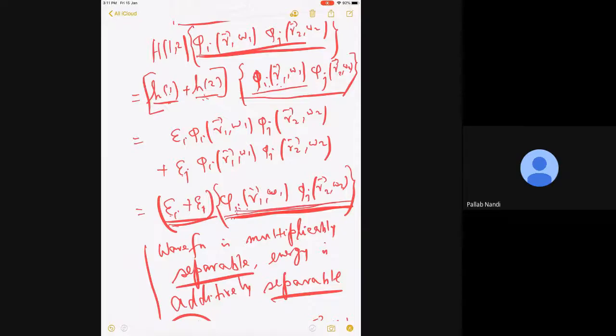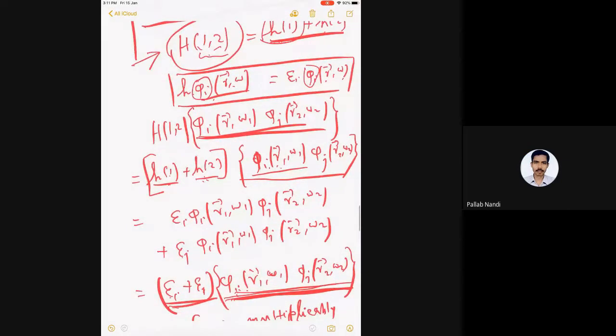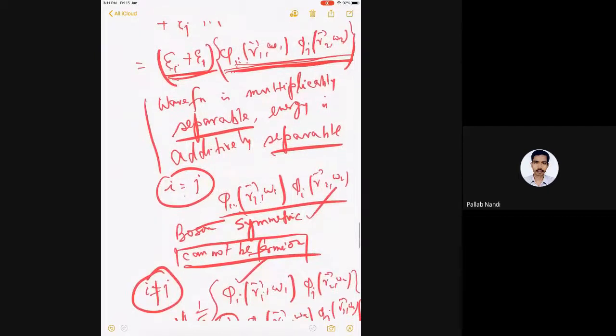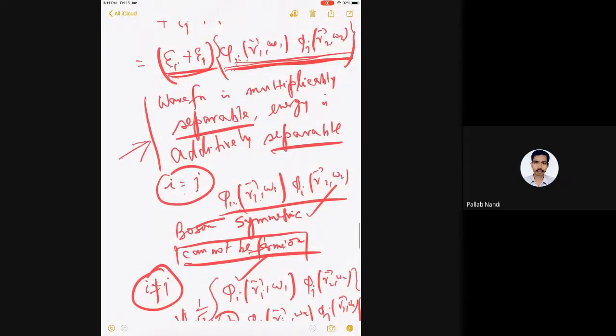Any product would then be an eigenfunction of the Hamiltonian, and the sum of the energies will become the eigenvalues. So this is very simple. In a very simple statement, we said that the wave function for such cases is multiplicatively separable, energy is additively separable. And from there, we tried to look at, I can use chi for all these phi's, it doesn't matter.